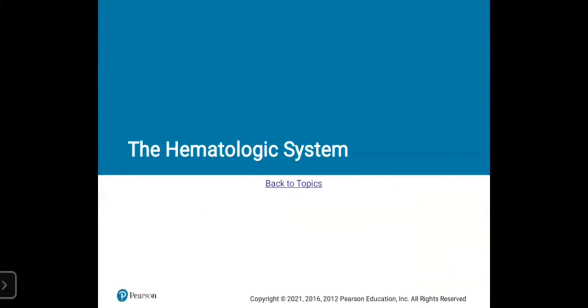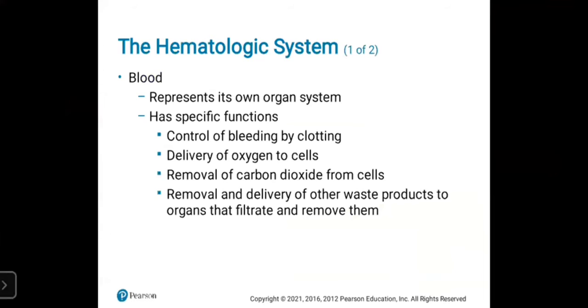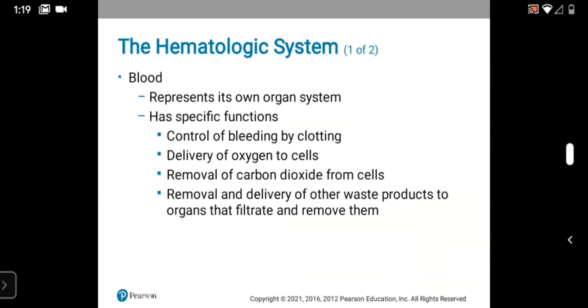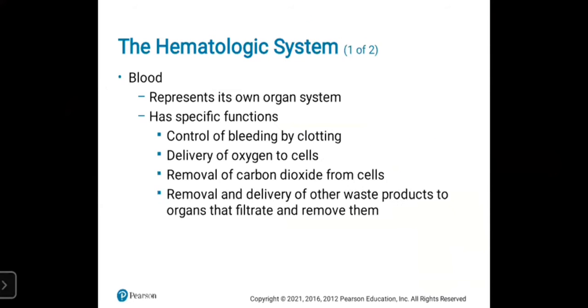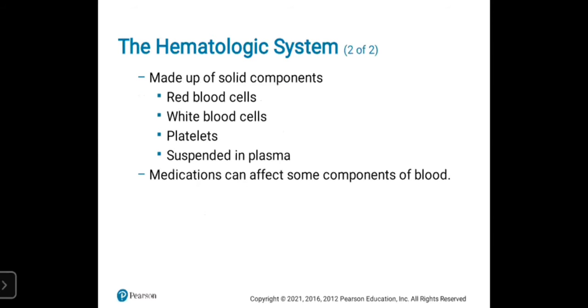The hematologic system. Blood represents its own organ system and has specific functions: control of bleeding by clotting, delivery of oxygen to cells, removal of carbon dioxide from cells, and removal and delivery of other waste products to organs that filter and remove them.